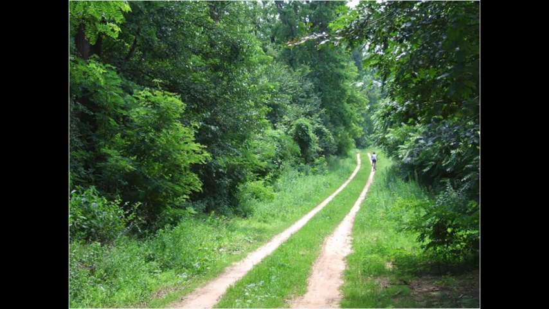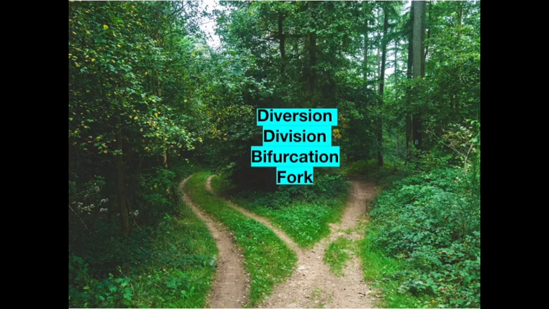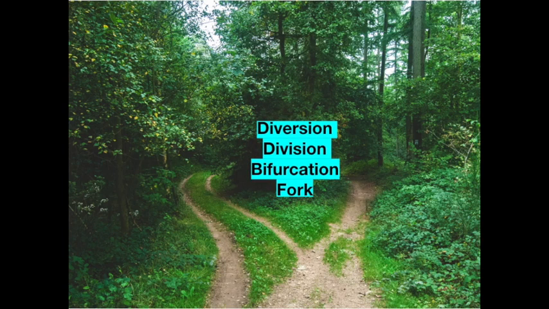On your screen, my dear students, you can see a path. This is a straight path without any bend or turn. And in this picture, you can see this path is divided into two parts. And this point of division is called a diversion, or you can say division, bifurcation, or a fork.